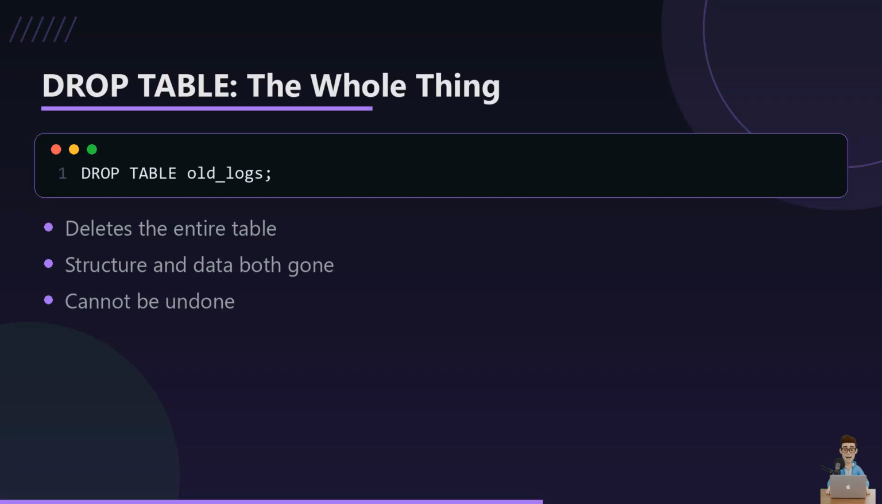Drop table is the big one. This isn't emptying a shelf, it's taking the whole bookshelf to the dump. The table's blueprint and every single row vanish together, and there is no undo button waiting for you. Use this only when a table is truly obsolete.